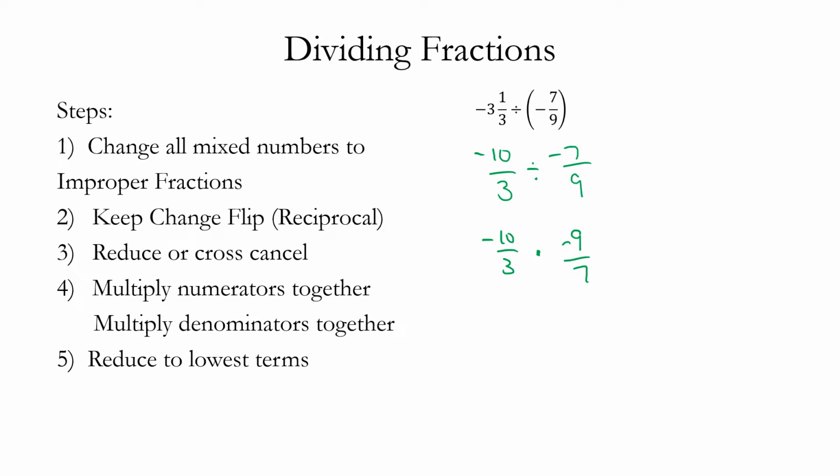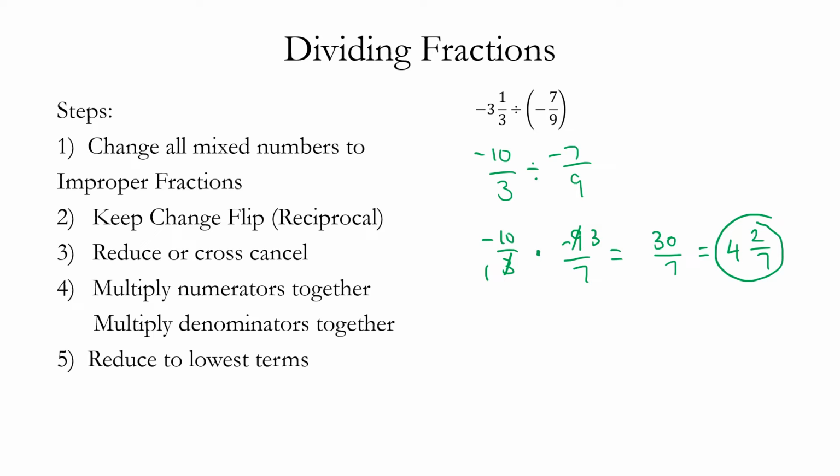So I am now going to reduce or cross cancel, so this 3 and this 9 both divide by 3. So 3 divided by 3 is 1, 9 divided by 3 is 3. So now I'm going to multiply negative 10 multiplied by negative 3, and I'm going to get a positive 30, and 1 multiplied by 7 is 7. Now I know that 7 goes into 30 4 times, because 4 times 7 is 28, that leaves 2 remaining, so 4 and 2/7.